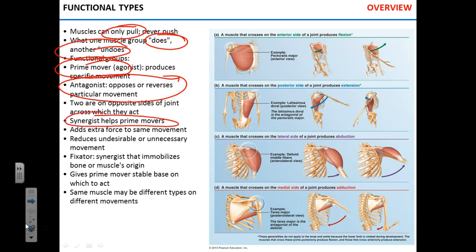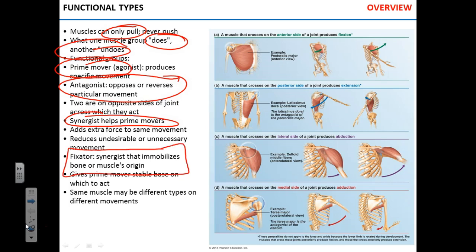Synergist. It is not a primary muscle for the movement, but it helps. For instance, brachioradialis, this muscle. On your hand, you can see it as this part of the forearm. Brachioradialis is the synergist of the elbow flexion. It stabilizes the movement, refines the movement, adds force to the movement.